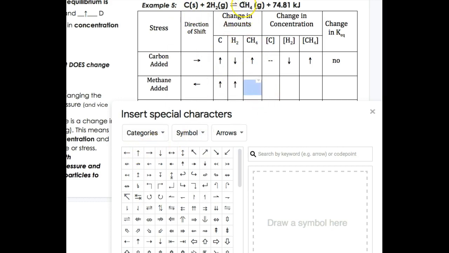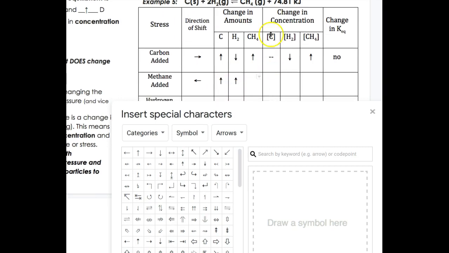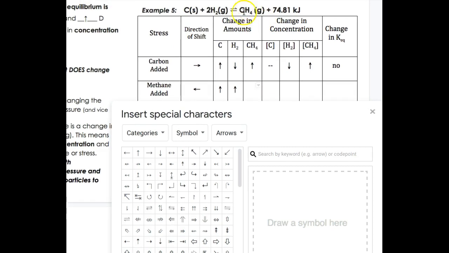and again, we initially added methane, okay, and it's shifting to the left, but that means that you're going to get rid of some of the methane, but because we added methane in the first place, you're actually going to have a little bit more, okay, because it's partially counteracted. So the keyword here is partial.